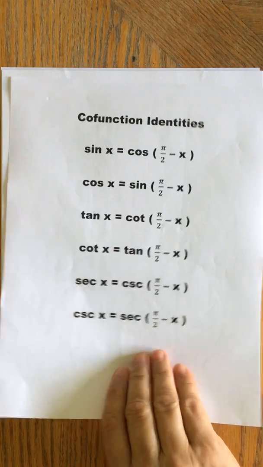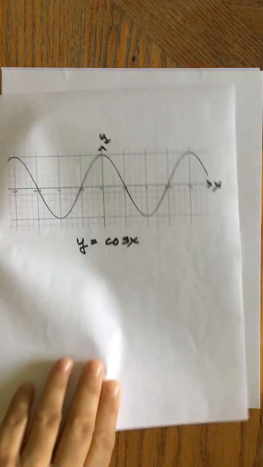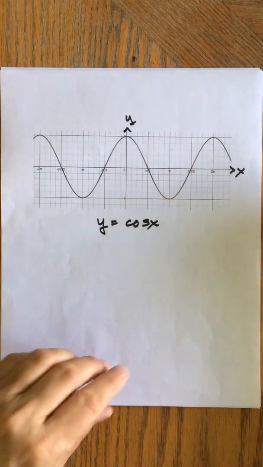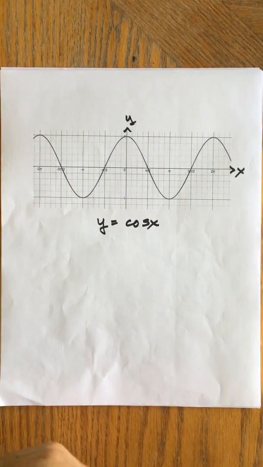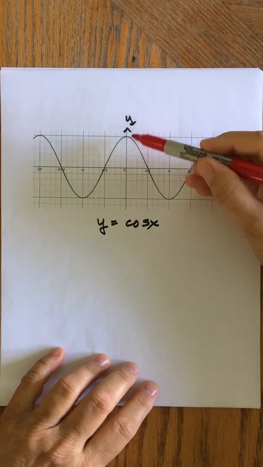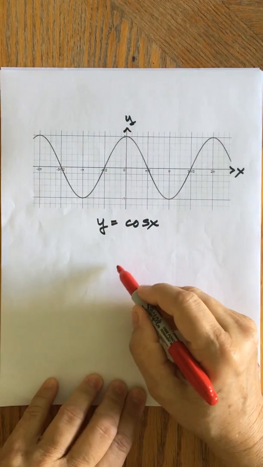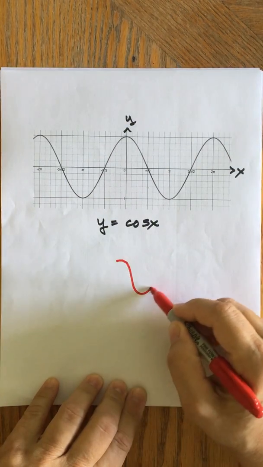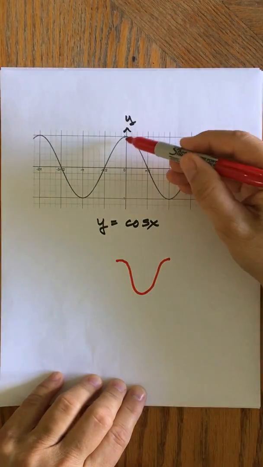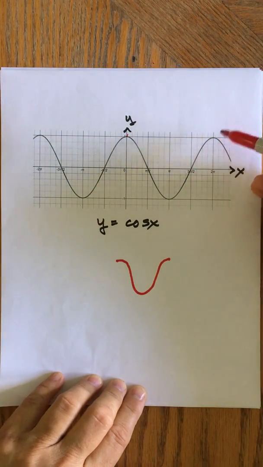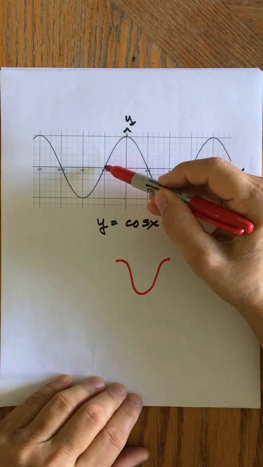Now, how does this show up in the graphs if you look at the basic graphs of sine and cosine? If you look at cosine, check it out. Yes, we know this is the cosine wave. So a regular cosine looks like this. There it is, right here, regular cosine. But where's the sine wave? Well, right here.